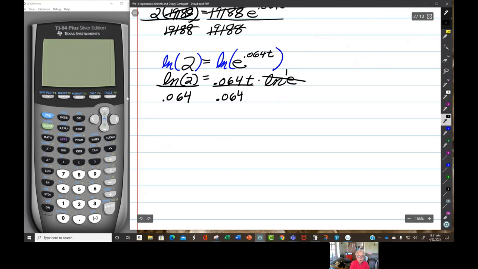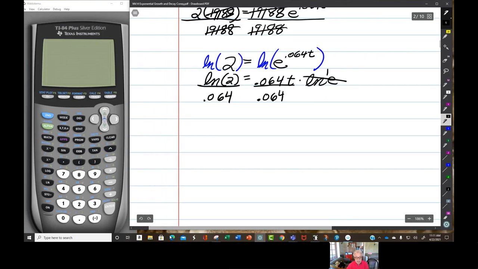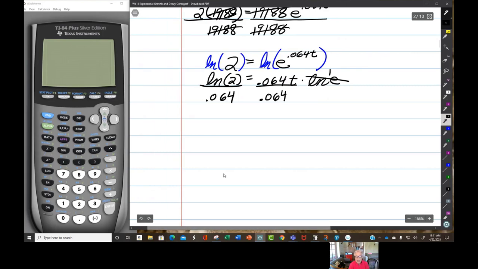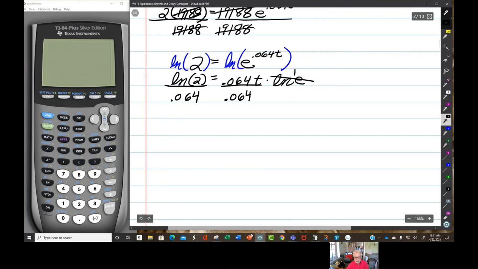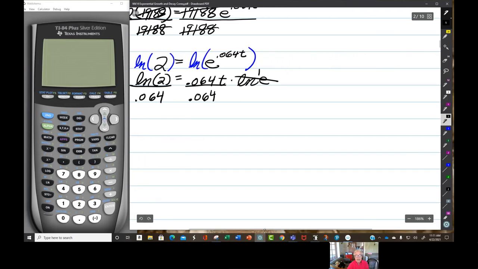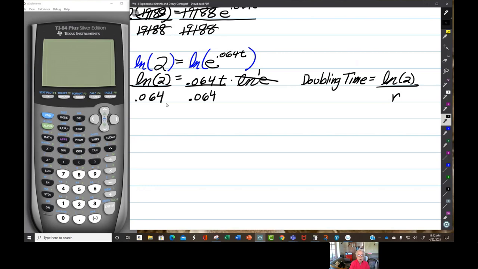Now, for those of you who absolutely love memorizing formulas, I know I said this before, but not everybody might have been here. MyMathLab in question helps gives you the formula that doubling time equals the ln of 2 over r, written as a decimal. That's what we have right here, the ln of 2 over r.